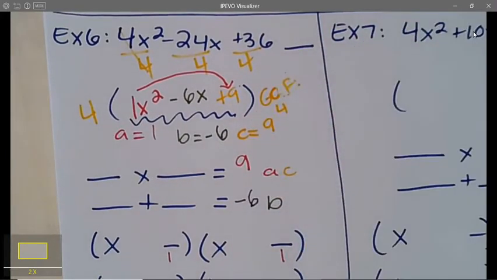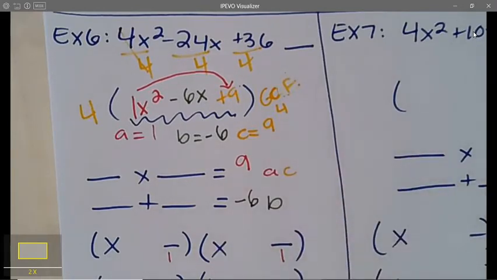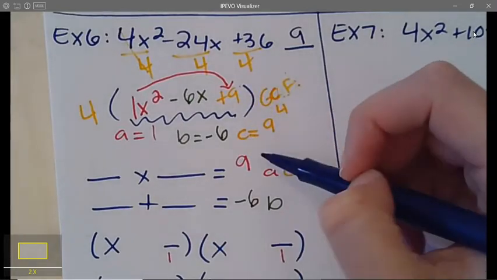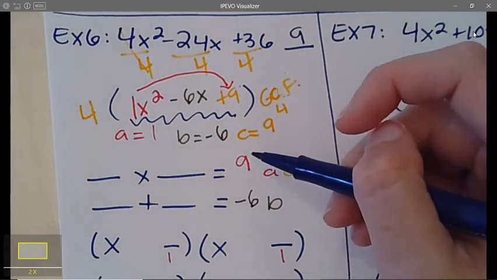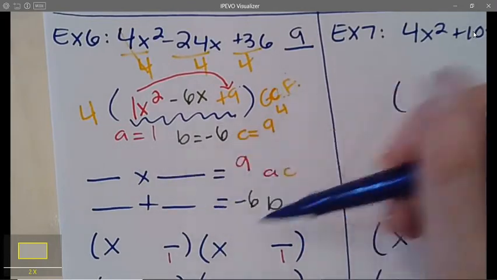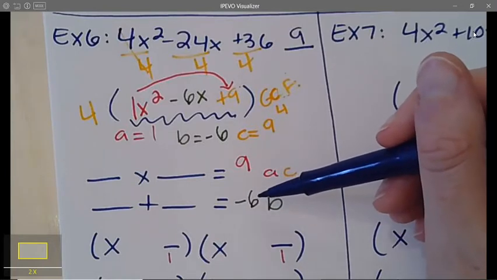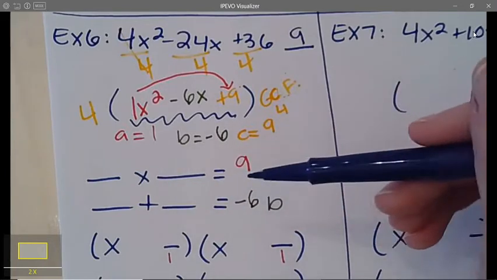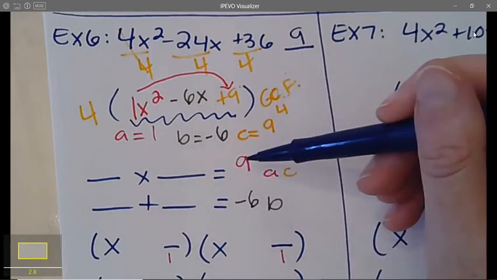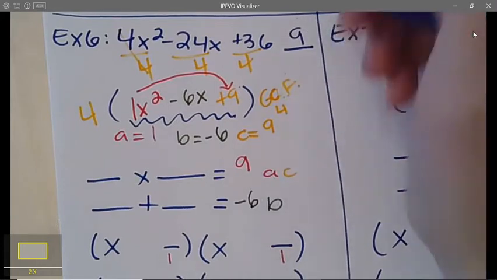So I need to come up with 2 numbers that will not only multiply to be 9, but will add to be negative 6. Let's think about some things that multiply to be 9. Remember, if you're multiplying to be a positive number, we're either going to have 2 positives or 2 negatives. Which makes sense if we're trying to add to be negative 6? Exactly, both of these must be negative. A negative times a negative is a positive, and a negative plus a negative is a negative.